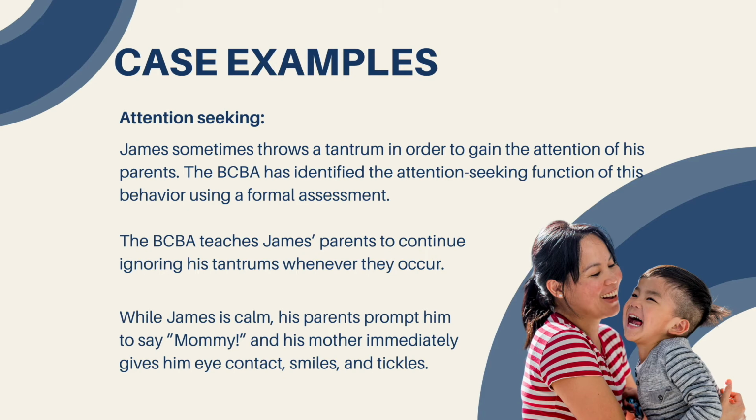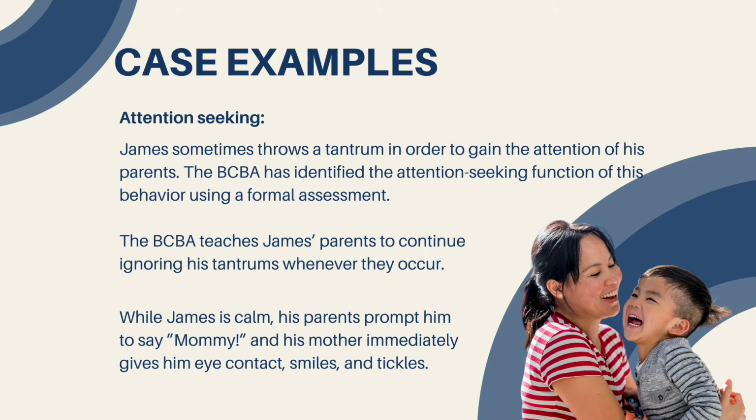First, let's look at an example of functional communication training for an attention-seeking behavior. James sometimes throws a tantrum in order to gain the attention of his parents. For the sake of this example, we know that the behavior occurs to gain attention with the help of a formal assessment conducted by a BCBA.